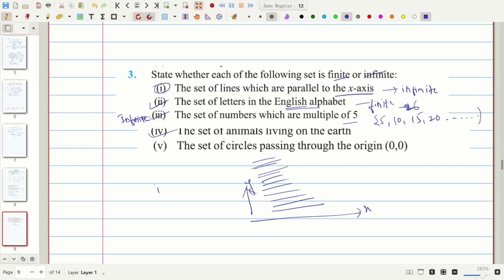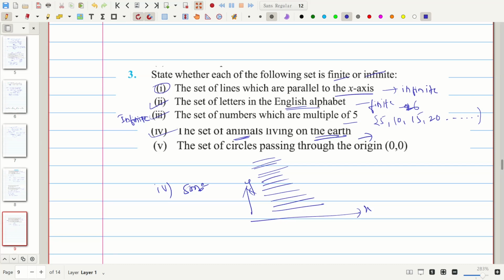The fourth one: the number is high, but it is possible to count the animals. We can say that in our Karnataka there are 400 tigers. We have a count of that. Numbers are high, therefore we say this is some finite number. This is a finite set.